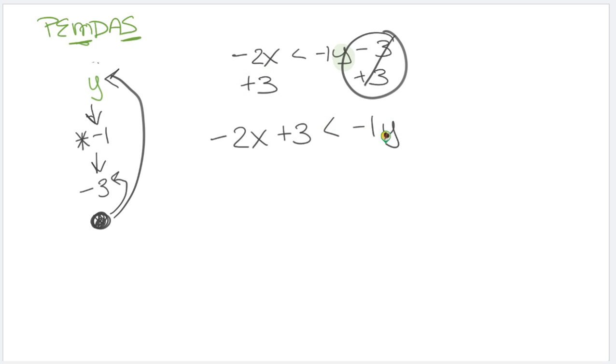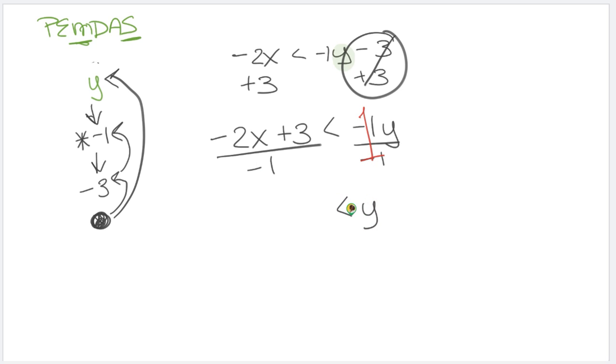So now the next thing that we need to undo is the multiplying by negative 1. In order to undo that, we have to divide by negative 1. And we need to divide both sides by negative 1. So now that creates a 1 pair. Over here, negative 1 over negative 1 just creates a 1. And then on the right-hand side, we just have 1y or just y.